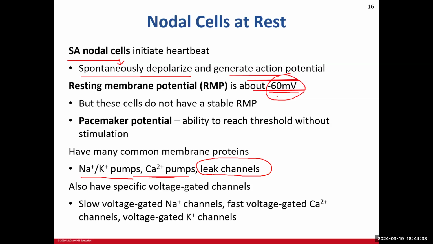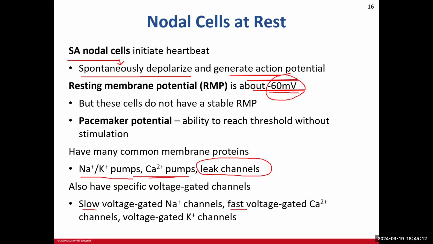So something new that we're going to see in our nodal cells is something called a slow voltage-gated sodium channel. We saw voltage-gated sodium channels before, but never slow. And then we also have fast voltage-gated calcium channels. That's important. We give the descriptors fast and slow because when we look at the graph that I'm going to show you shortly, it'll make sense why it looks the way it looks. So make sure that you learn these slow voltage-gated sodium channels and fast voltage-gated calcium channels.